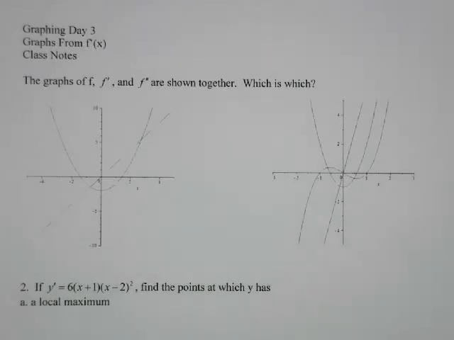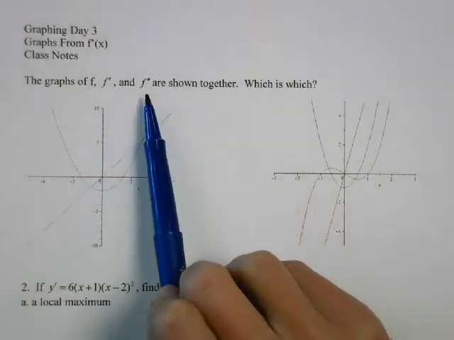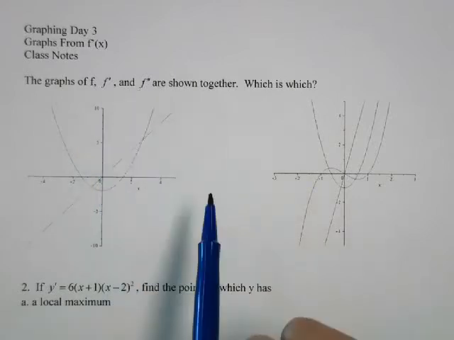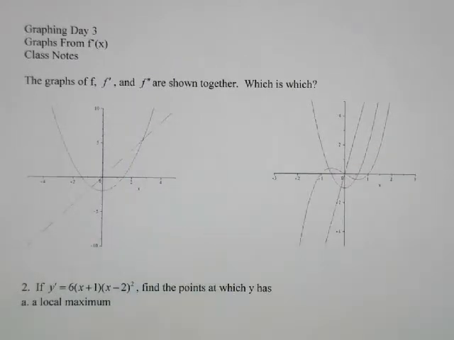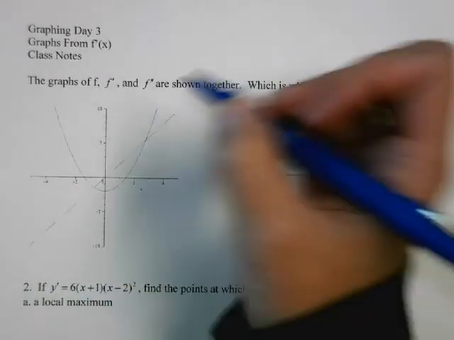All right, today we're going to continue talking about graphs and their relationships to first and second derivatives. The first problem here, we want to determine which is f prime and which is f double prime. Here only has 2, but we have enough information to know that if we have a quadratic, its derivative is going to be linear.